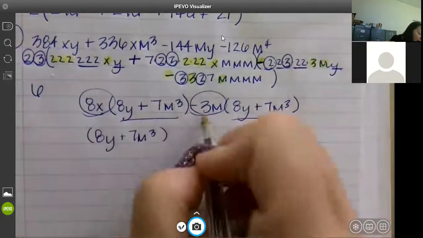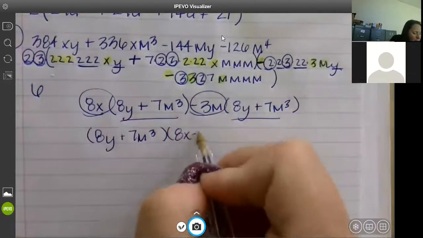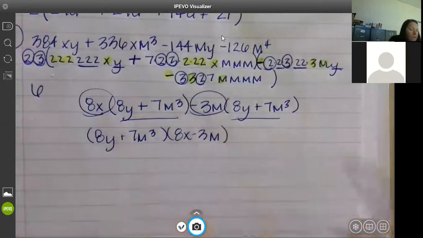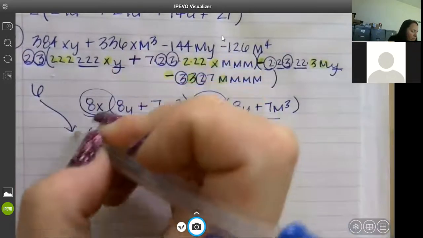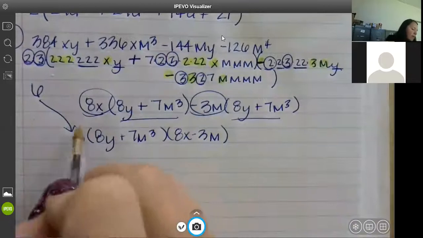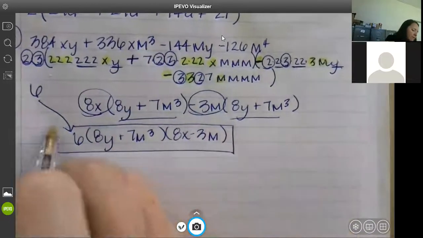I left 8x minus 3m. And what's the one thing I need to remember? What did I do in the very beginning? Move that 6 to the front. That is your final answer.